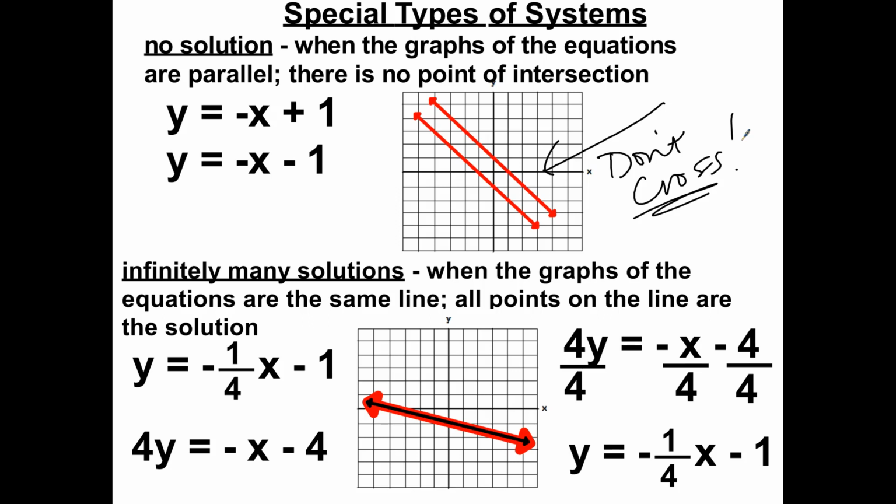All right, so infinitely many solutions. You will be quizzed on this. Why is it no solution? Why is it infinitely many solutions? Okay, so when the graphs of the equations are the same line, all points on the line are the solution. Okay, so let's break this down. Infinitely means that it goes on and on forever. Hence our arrows.